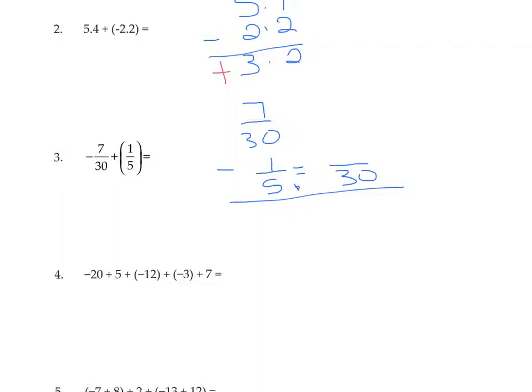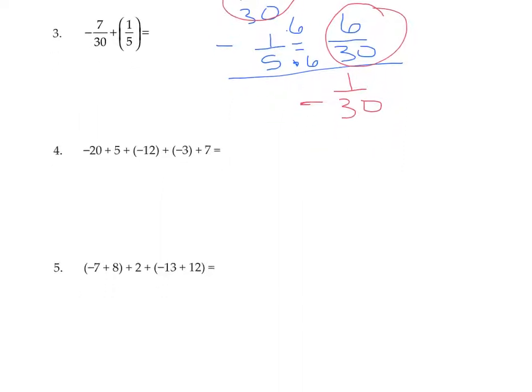5 times 6 makes 30, so times 6 on the top. So we have 7 over 30 minus 6 over 30 leaves us with 1 over 30. And what is the sign going to be? Which one had more, 7 over 30 or 6 over 30? 7 over 30 was more, and its sign was negative. So we're going to give this a negative sign.